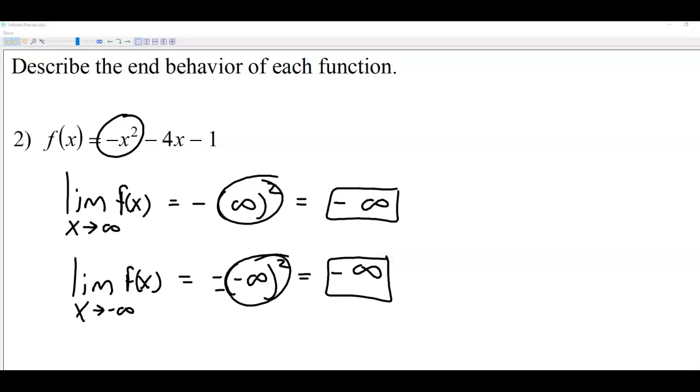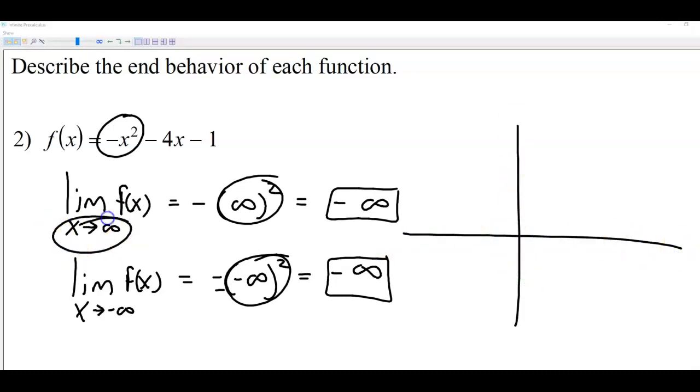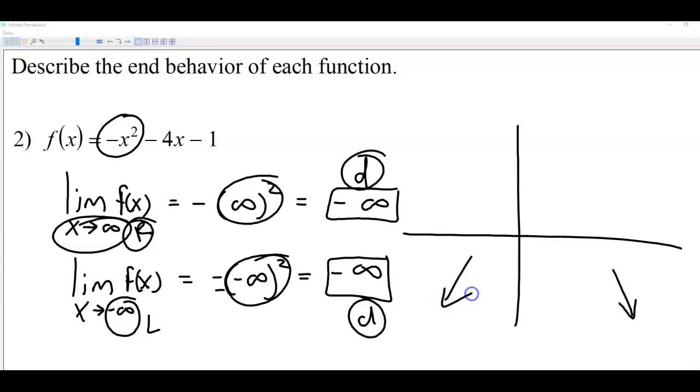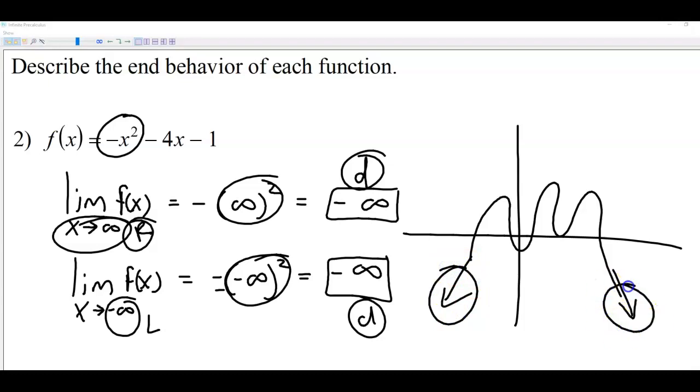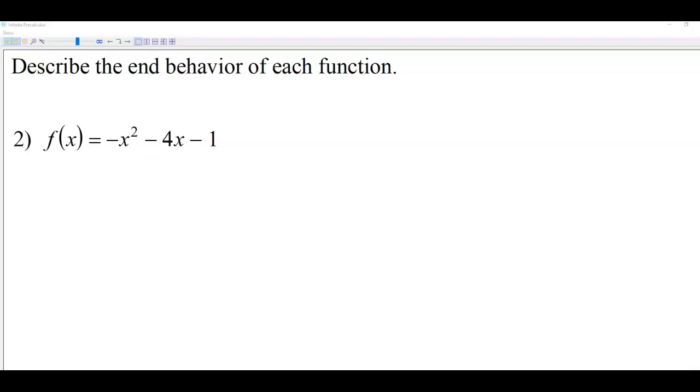And what that means is that for this graph, on the right side of my graph, it goes down. On the right, it goes down. And on the left, it goes down. I don't know what this polynomial looks like, but I do know that whatever this stuff does in the middle, the left-hand side and the right-hand side have to look like that. Okay, let's take a look at one more.